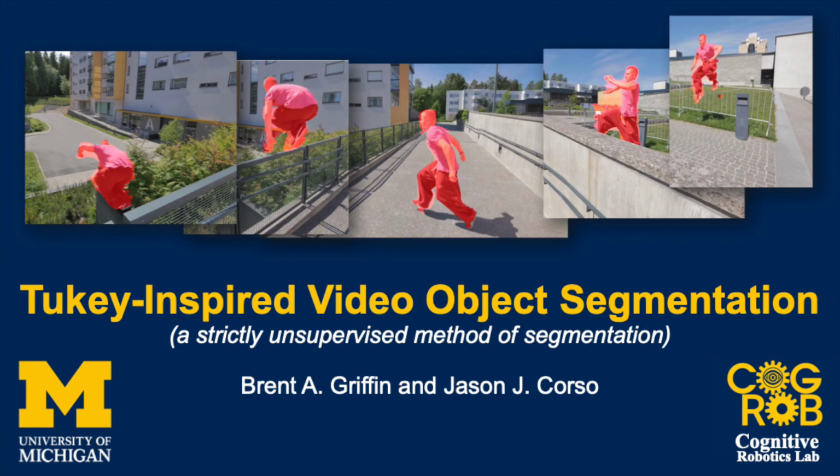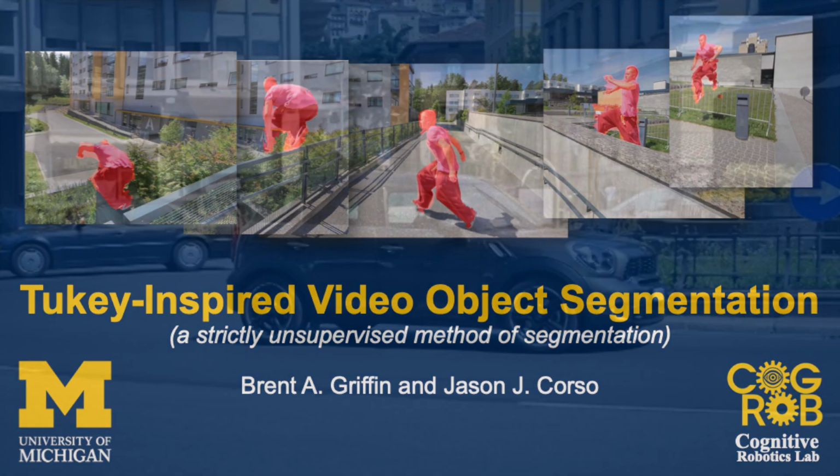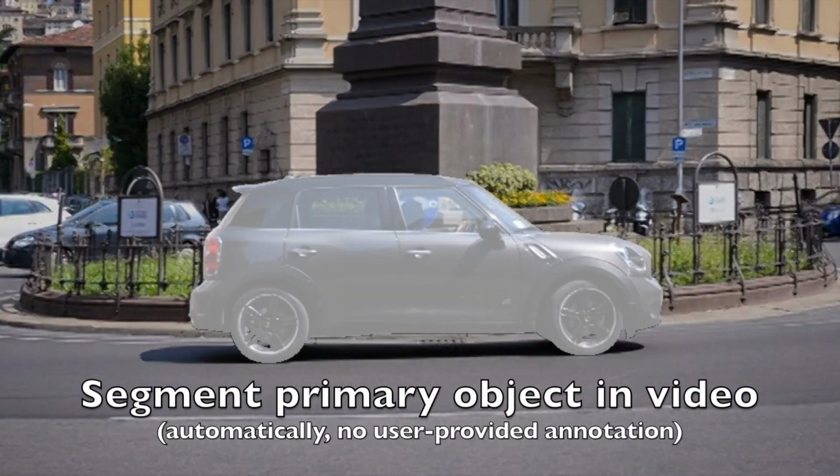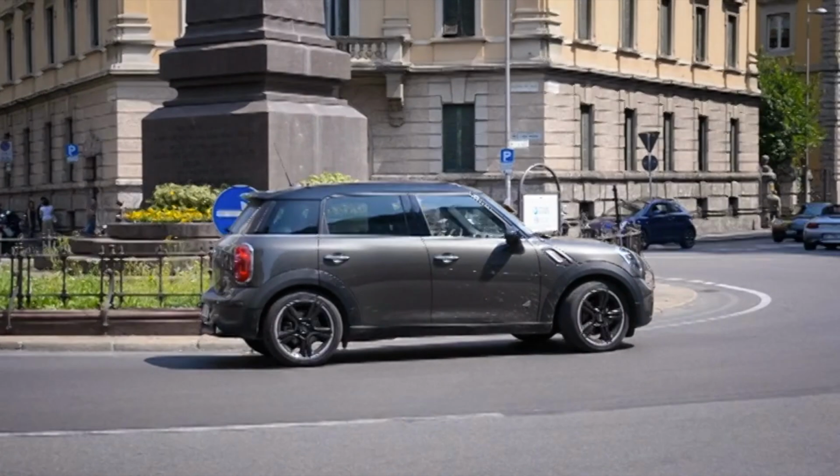This work is done in collaboration with Jason Corso, and today we're going to be talking about our work on Tukey-Inspired video object segmentation. The goal of this work is to automatically segment the primary object in video. This is done without any user-provided annotation or any dataset trained components such as an artificial neural network. Instead, we use low-level vision cues, such as visual saliency, which can be processed on individual frames, or optical flow, which evaluates the frame-to-frame changes in pixel intensity.